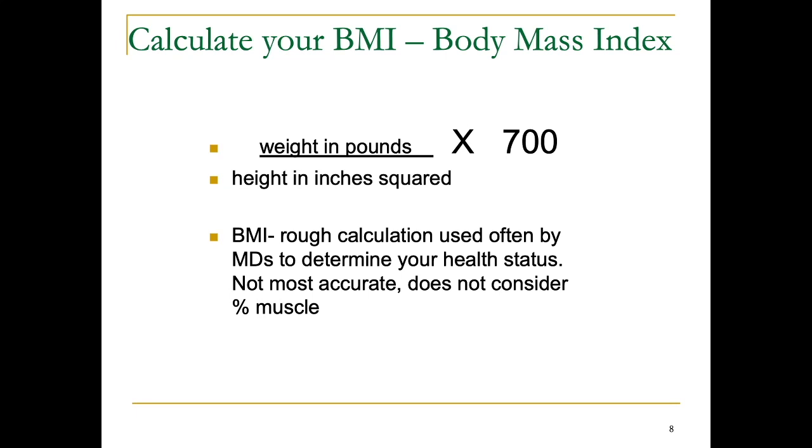It's not incredibly accurate because it doesn't consider body composition. However, it is a fairly good estimate for a large number of people. In general, if you have a very high BMI, then you are overweight, and if you have a very low BMI, you're underweight, and should take steps to mitigate that.